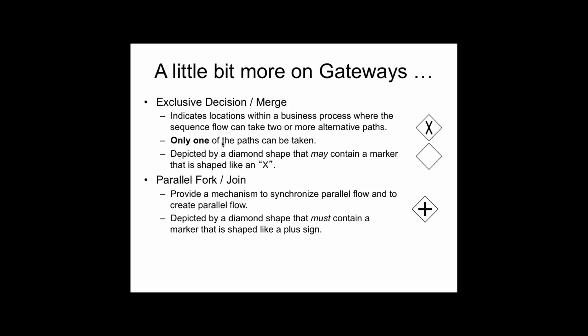Fine. Then you have converging gateways, which we are calling here a join. Now, this provides a mechanism to synchronize parallel flow and to create parallel flow. I mean to say you want to depict that three different things happen in parallel, right? So we need to understand.